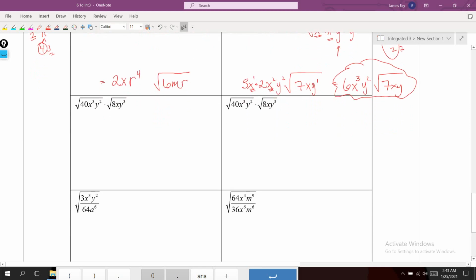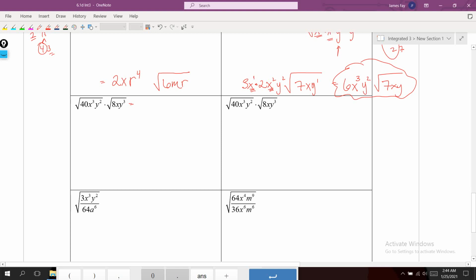Similar thing here. We've got some options here. You can take these individually and work with them individually, and then just at the end multiply. So, let's do it that way first.